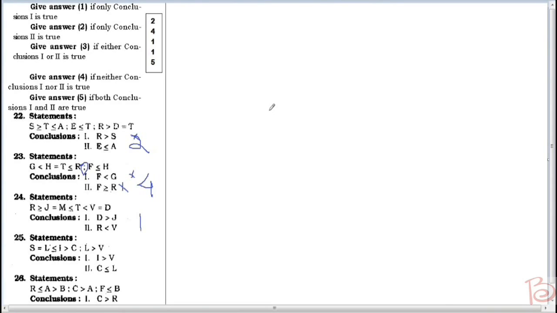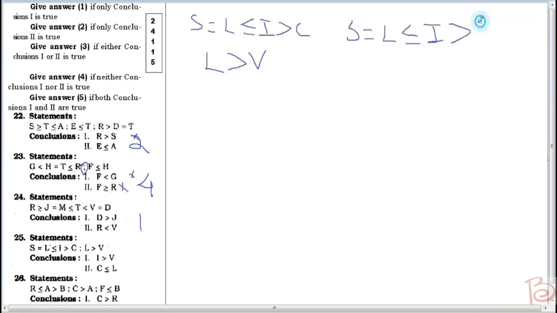Okay, let's go for the next sum, and here they have given two statements. So I'm going to write the first statement, that is S equal to L less than or equal to I greater than C. This is the first statement, and the second statement is L greater than V. So the first step is I'm going to write it as a single statement. So S is equal to L less than or equal to I greater than C.